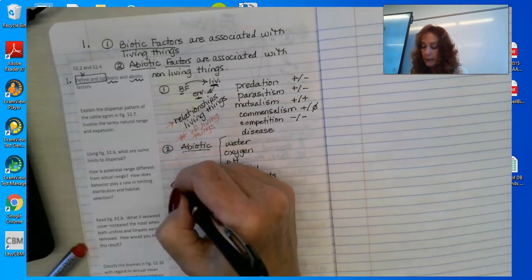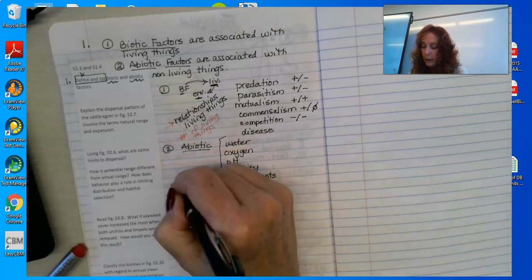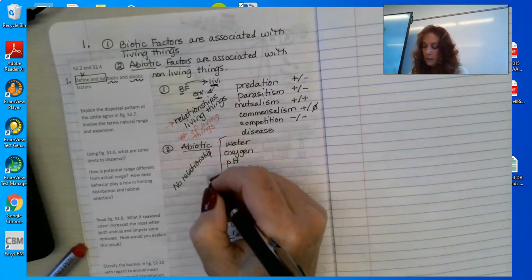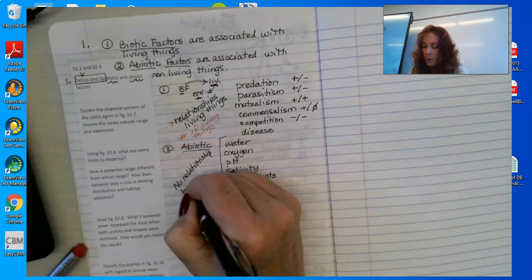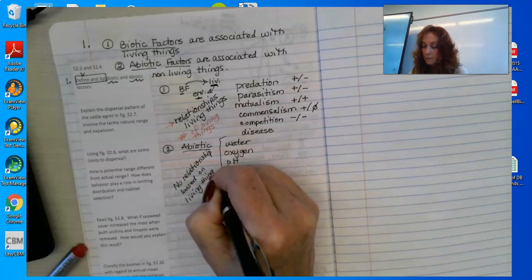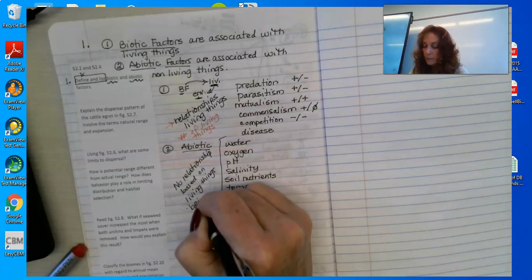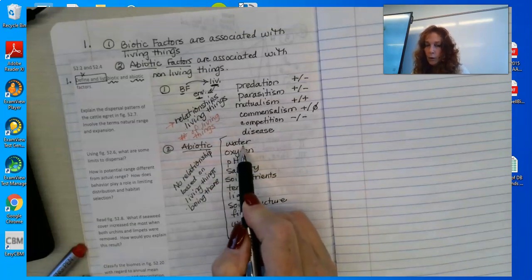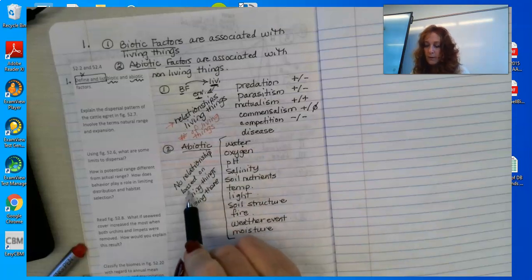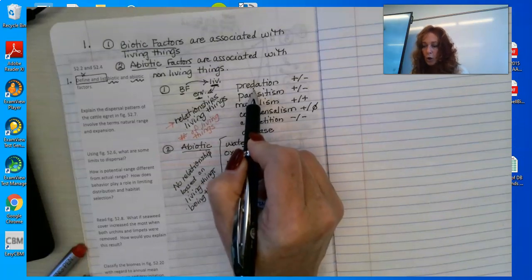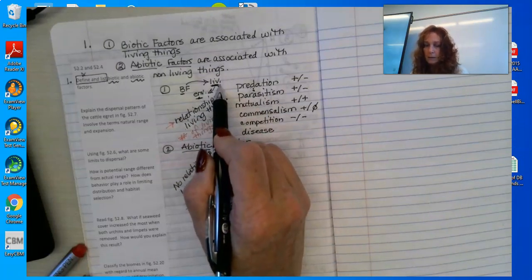So there's no relationship with these based on living things being there. So that's kind of the way I think about it. If you tell me water's going to be there whether there's a living thing or not in the environment. If you tell me predation can't occur in an environment without living things. Does that make sense? Okay.